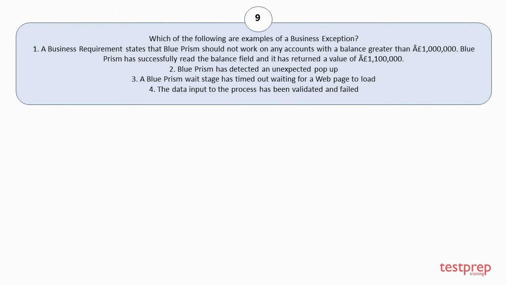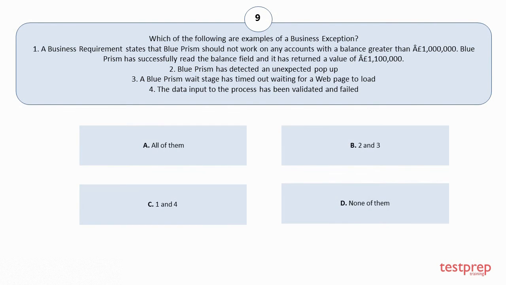Which of the following are examples of a business exception? 1. A business requirement states that Blue Prism should not work on any accounts with a balance greater than a given value. Blue Prism has successfully read the balance field and it has returned a value above that. 2. Blue Prism has detected an unexpected pop-up. 3. A Blue Prism wait stage has timed out waiting for a web page to load. 4. The data input to the process has been validated and failed. Your options are: A. All of them. B. 2 and 3. C. 1 and 4. D. None of them. The correct answer is option D.